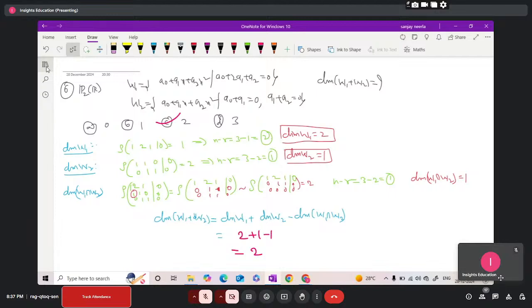Sir, here for the intersection, rank comes to 2, madam, but the dimension comes to 1. Okay, sir. Thank you, sir.